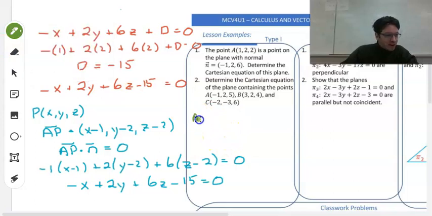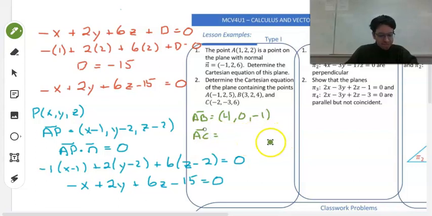So we'll figure out what AB is. And that would be 4. Right? So 3 subtract negative 1, so 4. And 0 and negative 1. And we can do AC. You can choose any combination, really, as long as they're not parallel. And we'll get negative 1, negative 5, and 1.